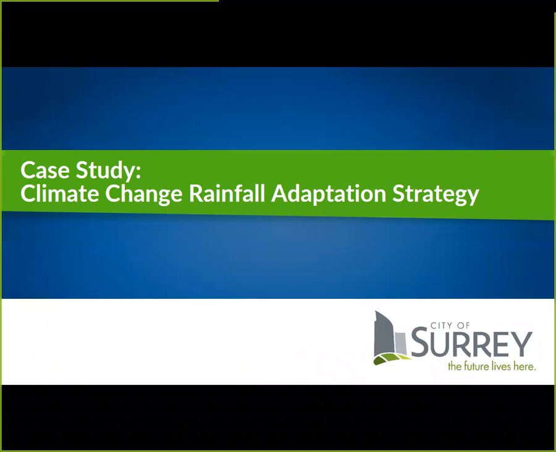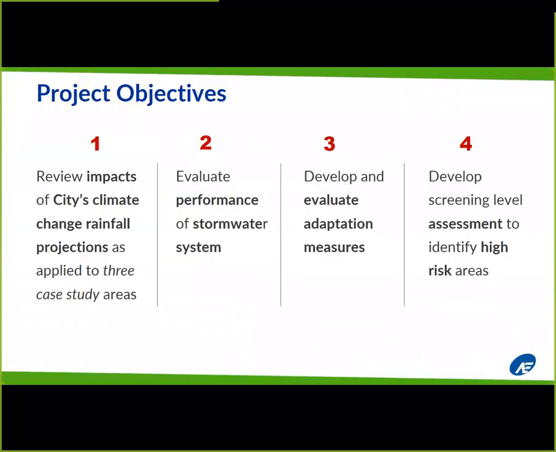All right, let's get started with our case study. For this case study for the City of Surrey, there were 4 project objectives that I'll just go over briefly. The main objective was to review the impacts of climate change across 3 different case study areas. They selected 3 different case study areas for a few specific reasons, which we'll discuss shortly. The second point was to look at the performance of the stormwater system during rainfall events which may exceed or significantly exceed the capacity of the existing drainage system.